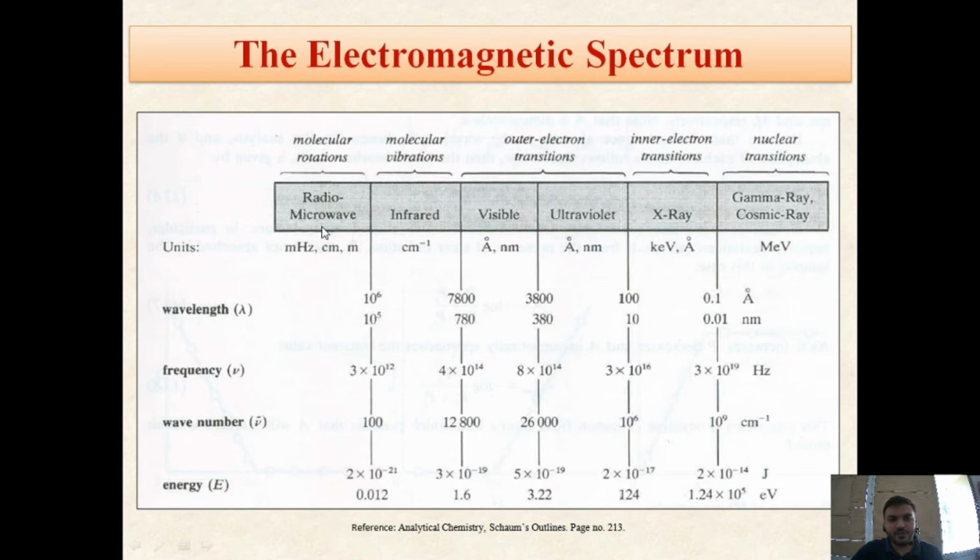As far as radio waves are concerned, molecular rotations are associated with them. With infrared, molecular vibrations are associated. With visible and ultraviolet, outer electron transitions are associated, and with X-rays, inner electron transitions are associated. With gamma rays and cosmic rays, nuclear transitions are associated. Over here the complete conversion is given: units, wavelength, frequency, wave number, energy.